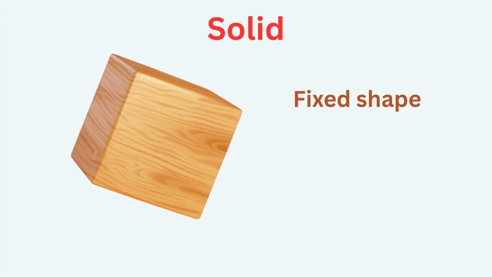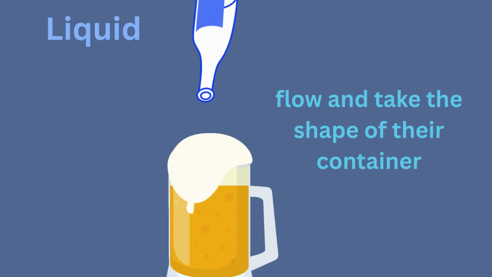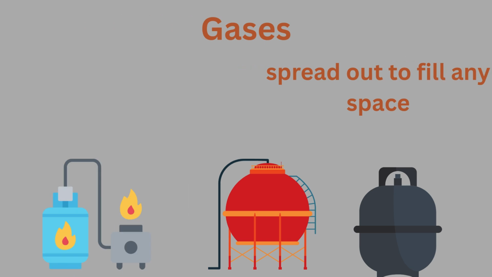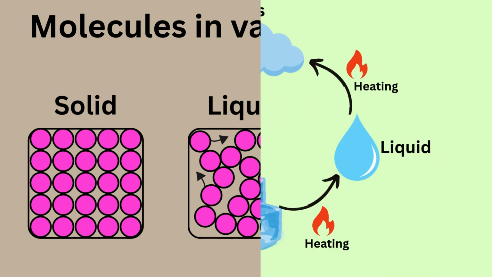Let's review what we've learned. Solids have a fixed shape, like a block of wood. Liquids flow and take the shape of their container, like water. Gases spread out to fill any space, like the air around us. Matter can change from one state to another through heating or cooling.